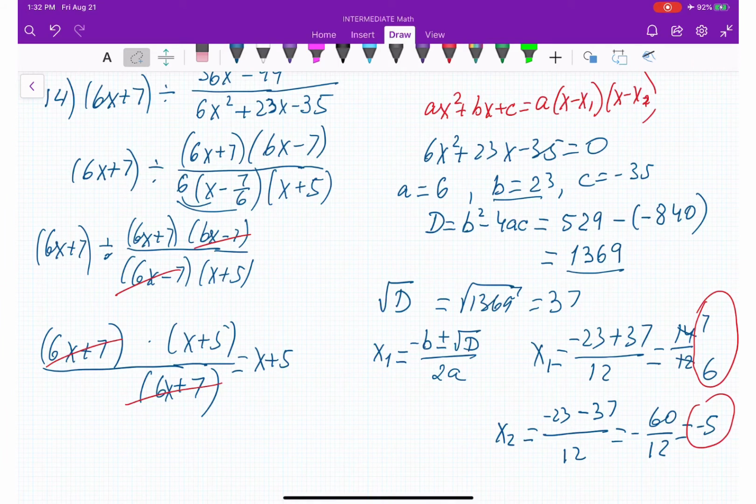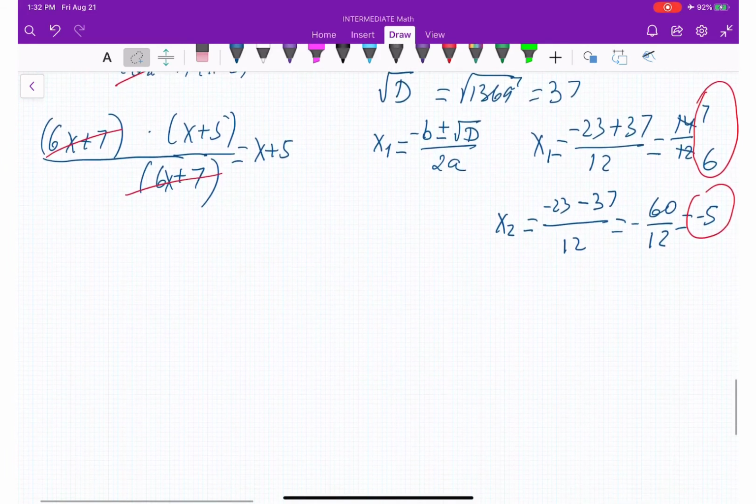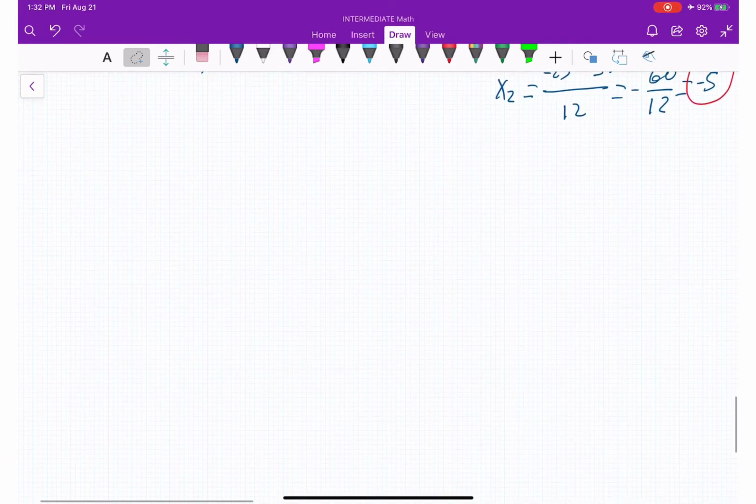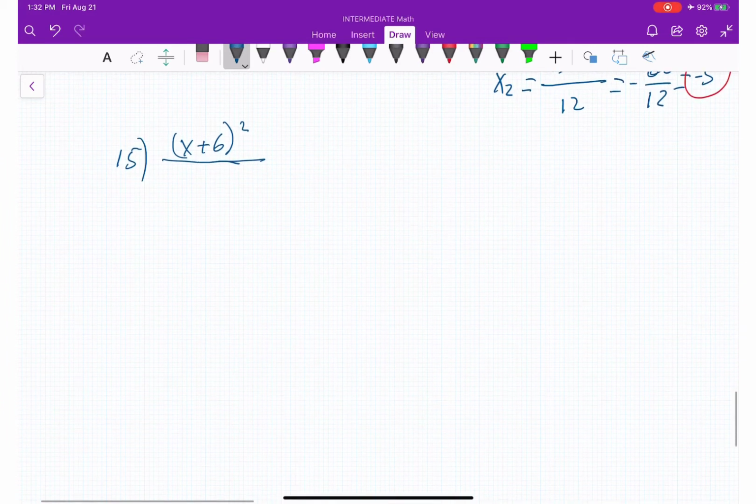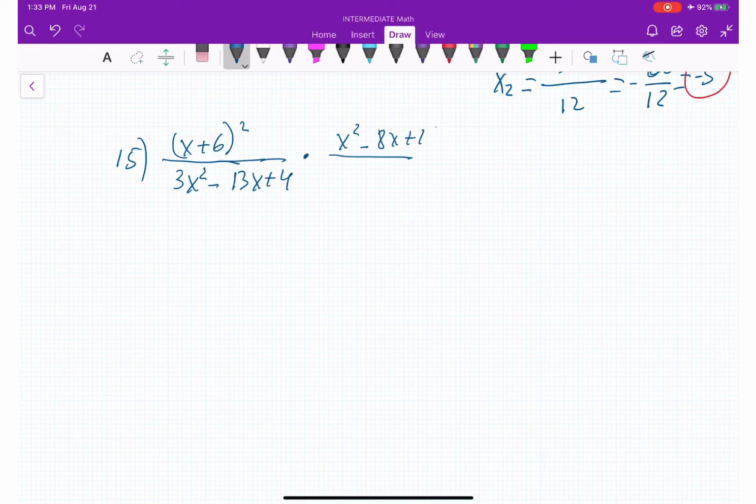Question number 15. X plus 6 squared. We have perfect square here. And 3x squared minus 13x plus 4. And that is multiplied by x squared minus 8x plus 16. And in denominator, x plus 6.